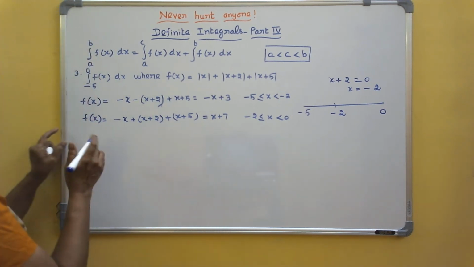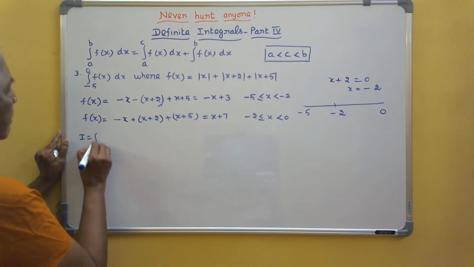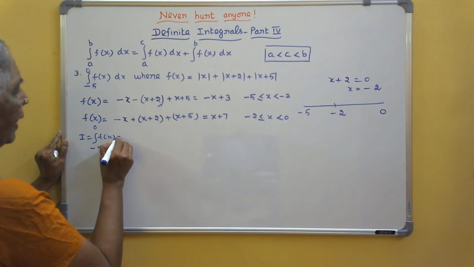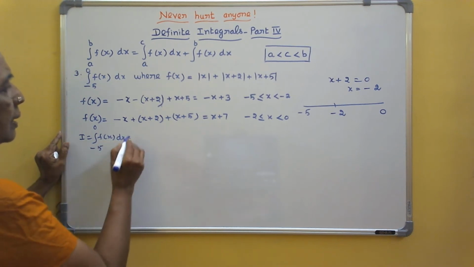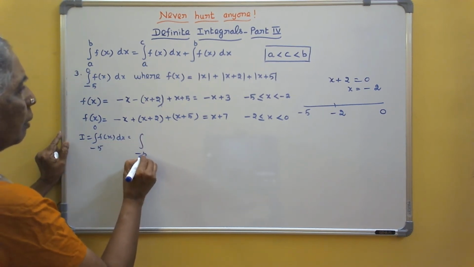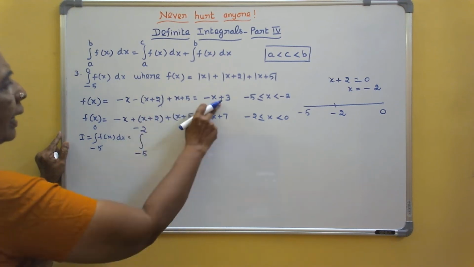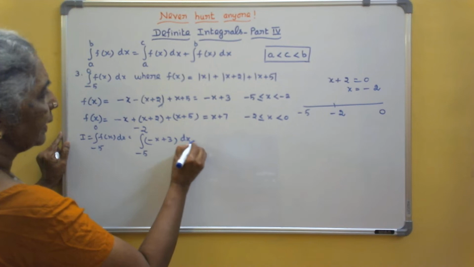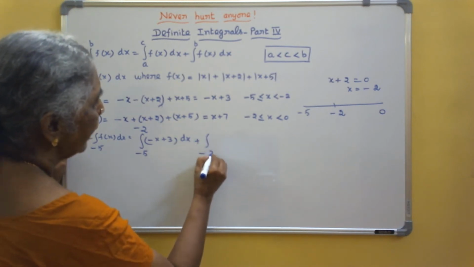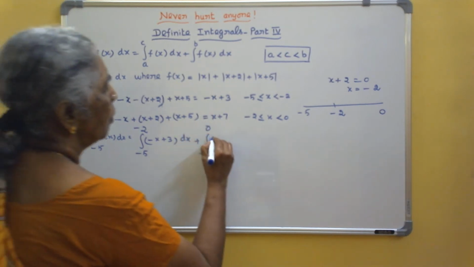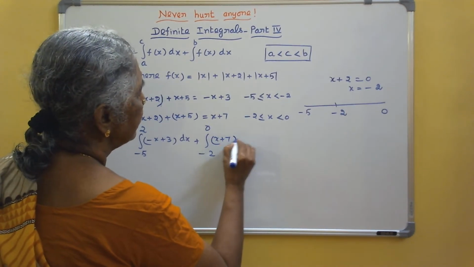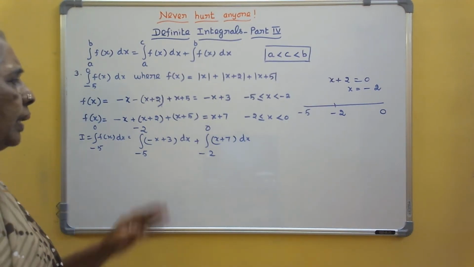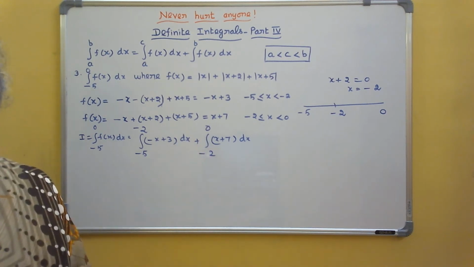So now I will write the given I, that is integral minus 5 to 0, f of x dx is equal to. Now straight away I will come to minus 5 to minus 2. In that I have already found it, so minus x plus 3 dx. Then plus, minus 2 to 0, I have got now x plus 7 dx. So now it is just 2 sums.